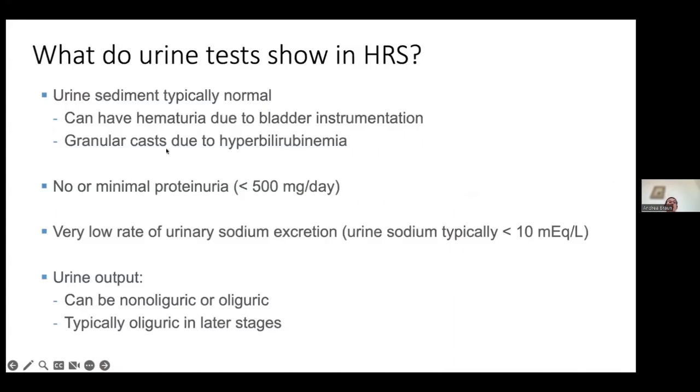The urine sediment in HRS is typically normal, unless you put a Foley in and cause some bleeding. I already mentioned urine sodium is typically low, less than 10. If it's high, then it's probably ATN or something else. And the patient can be making urine and can be oliguric. In the later stages, they're typically all oliguric.